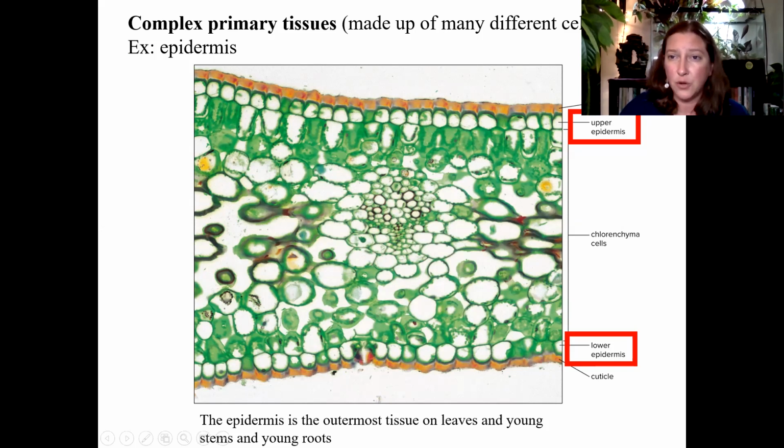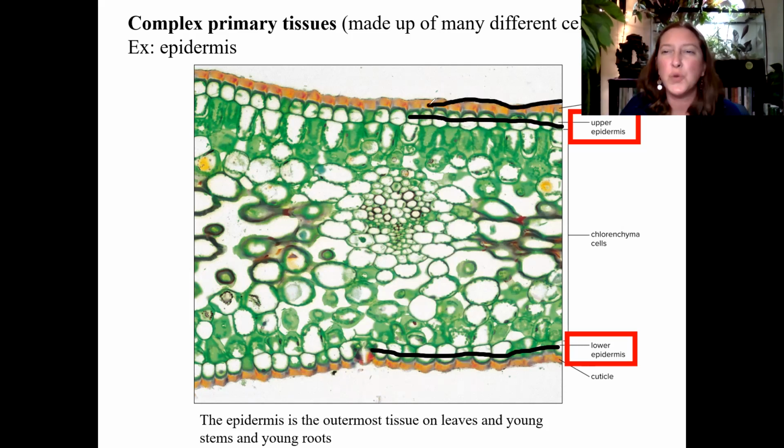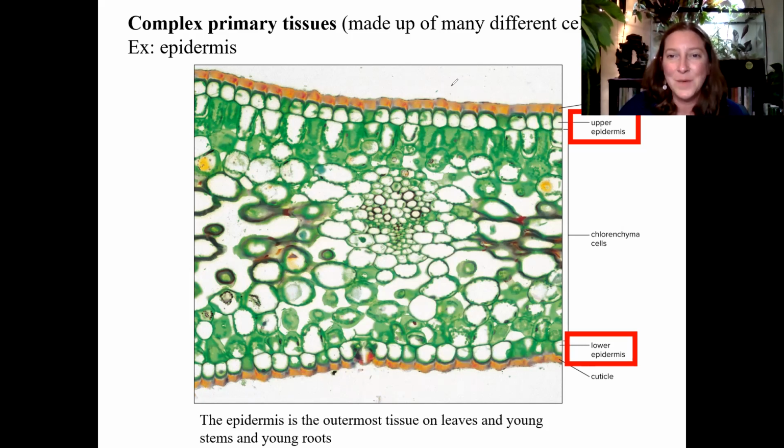Oh, and this slide just shows you a cross section through a leaf. It's just trying to show you that there's an upper epidermis and a lower epidermis. In this slide, the epidermis is this layer of the thicker cells. It's green. And that orangey color above it, or in the case of the lower epidermis below it, is that cuticle that I was talking about, which is still part of the epidermis. It's just a different part of it. All right, so epidermis is made up of many different cell types.